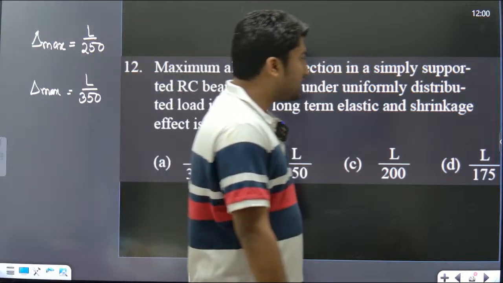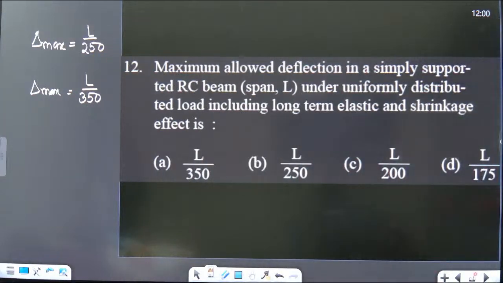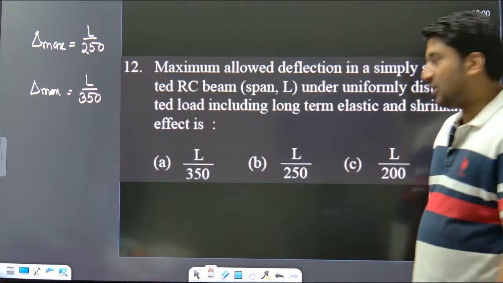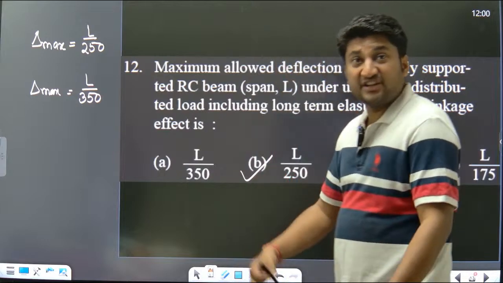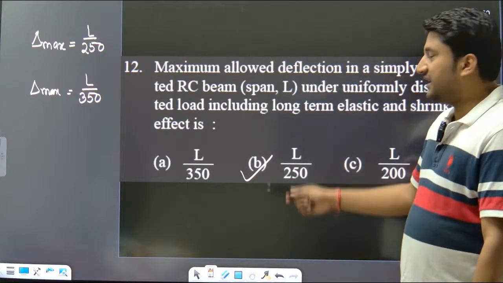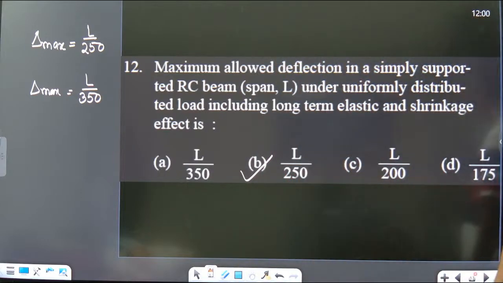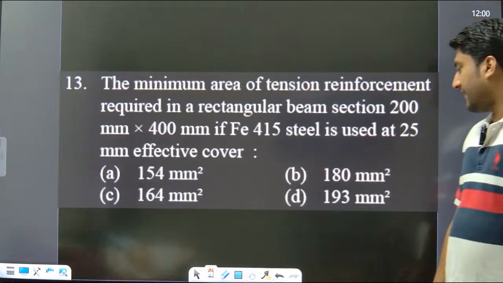But here you are asked only with the shrinkage effect. Understood? So your answer will be option B. Whenever finishes and partitions are there, then it is L by 350. Clear? Next question.